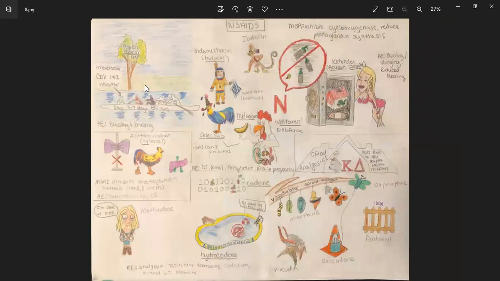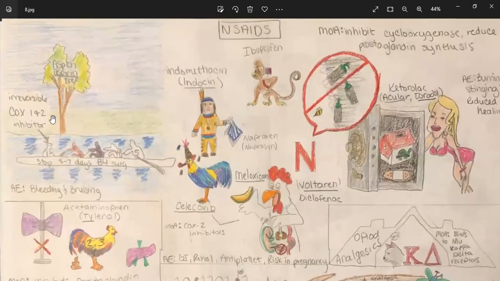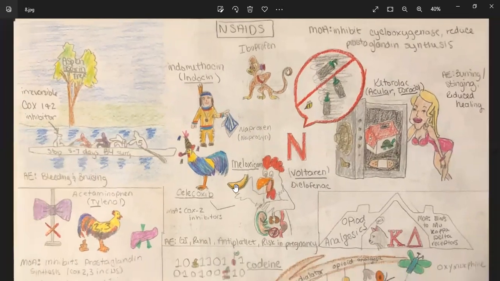Okay, so here are our NSAIDs. These are the same pictures as the last module, but just to recap. The MOA wasn't listed in this PowerPoint. I'm going to try and go through them real quickly, just as a reminder. So aspirin, we have this aspirin tree. It is a COX-1 and 2 inhibitor. All of our NSAIDs are going to work somewhere on the COX-1 and 2 and inhibit that. So that's why we have some COX and chickens in here. And again, we're talking mainly about naproxen, ibuprofen.